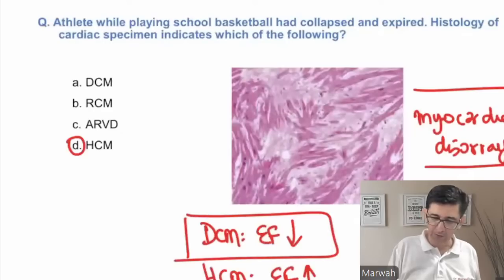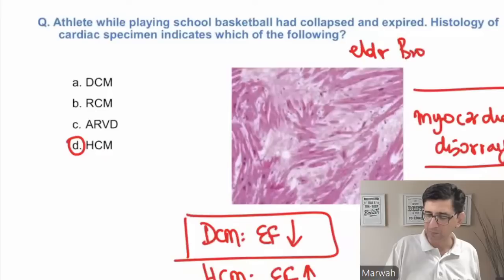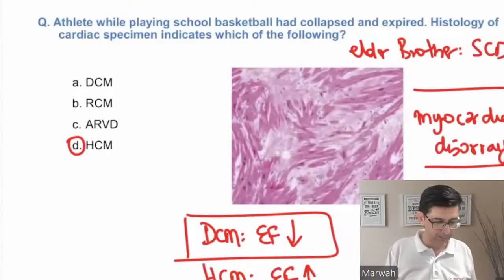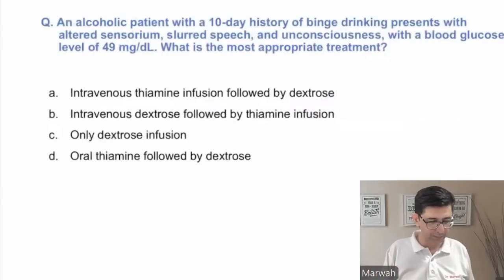Okay, family history of elder brother also collapsing. That makes it more compatible with hypertrophic cardiomyopathy. Sudden cardiac death in the elder brother. Okay, thanks, Mahinder. If it is the same, then fine.